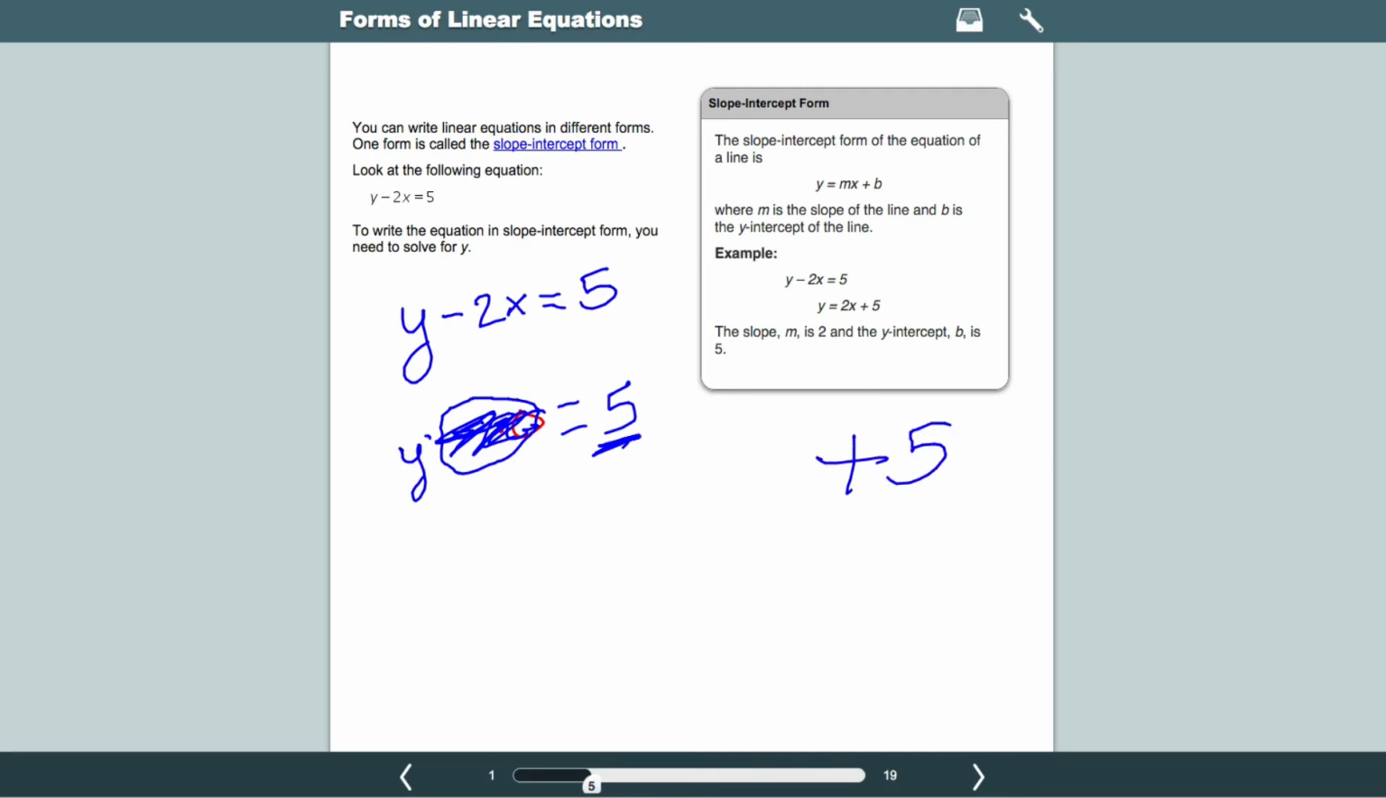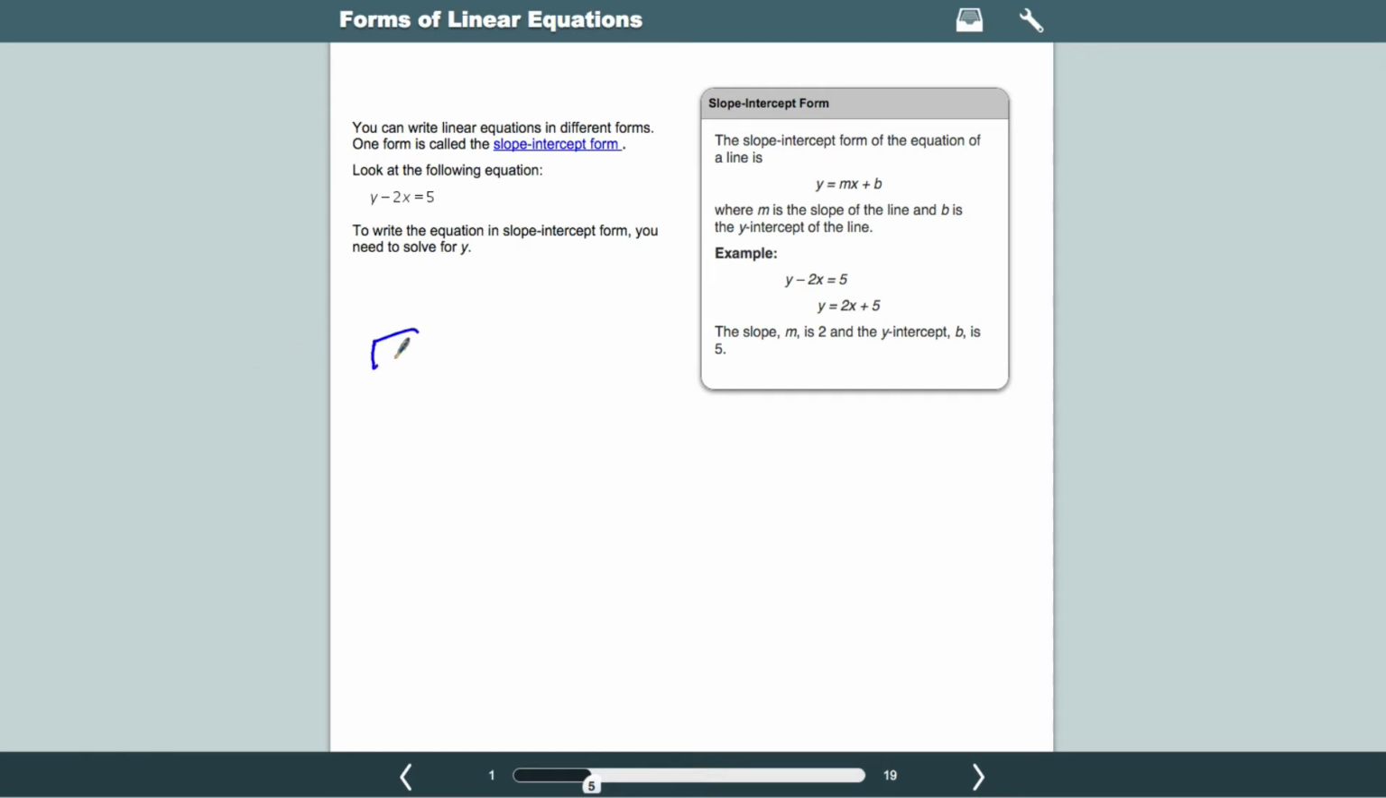Okay, and that works with just about anything. I could have 5x plus 2y equals 4. Now when I change x to 0, that 5x goes away, and I just divide by 2 to get that y by itself. So my y-intercept is going to be a plus 2. So that's just one observation I made. You can always find the y-intercept by changing x to 0 and getting rid of that, and then just solving for y. And that tells you your y-intercept.